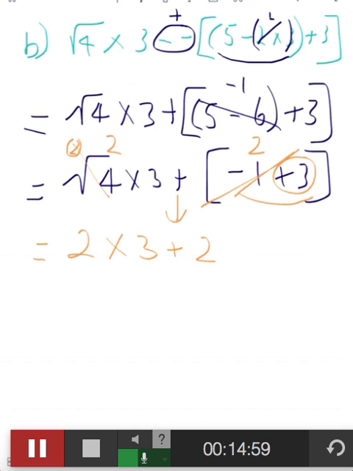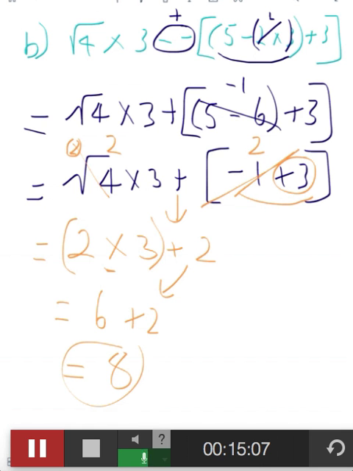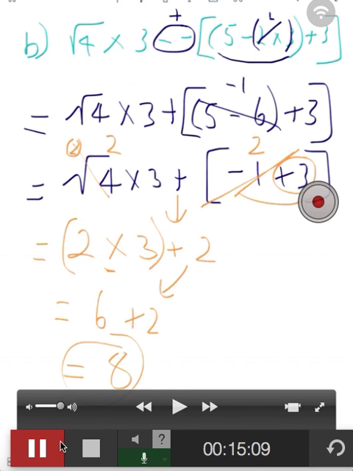And now I have to do multiplication first. So 2 times 3 is 6, and then bring the plus 2 down, and 6 plus 2 is 8. So for this one, you should have had 8.